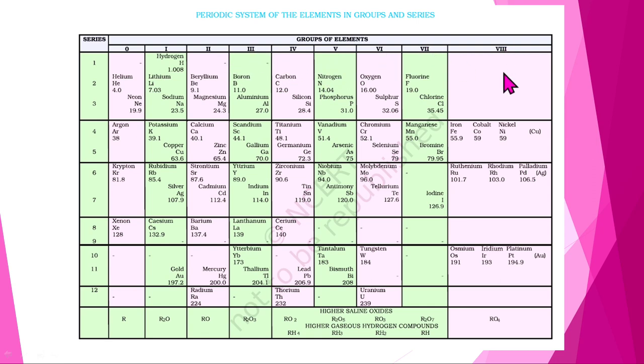Actually, when Mendeleev made it, there were only 8 groups. Noble gases were not discovered. Later on, noble gases have been added here. And vertical columns are groups. Each group has 2 parts, A group and B group.